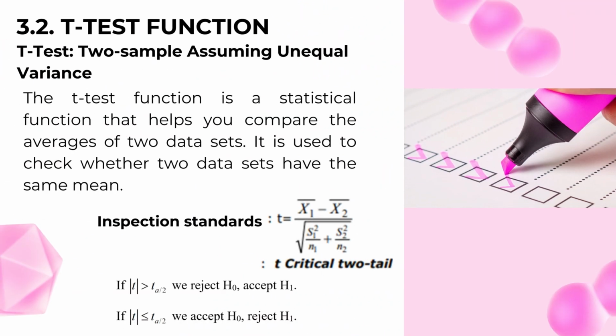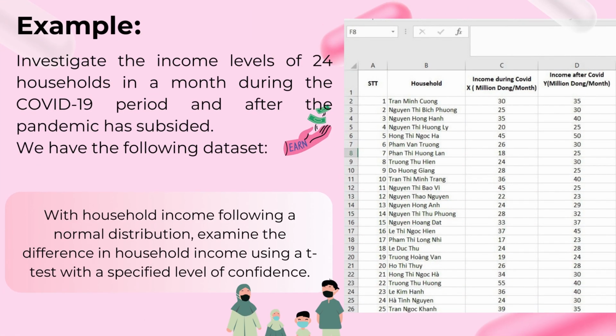3.2. T-test function. T-test, two sample, assuming unequal variance. The t-test function is a statistical function that helps you compare the averages of two datasets. It is used to check whether two datasets have the same mean.